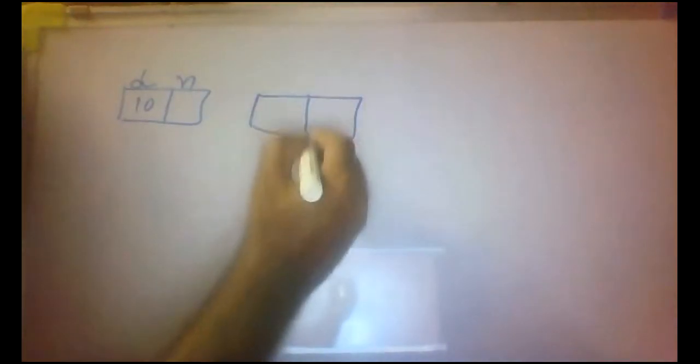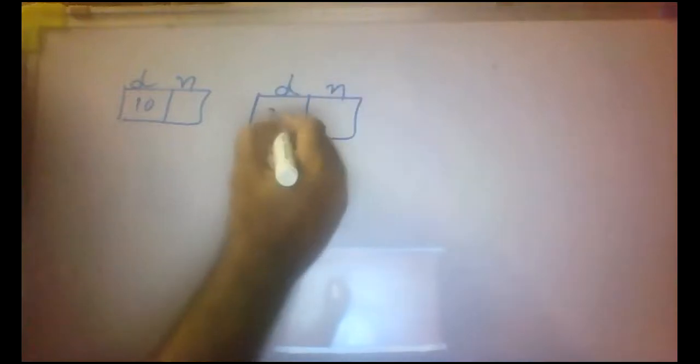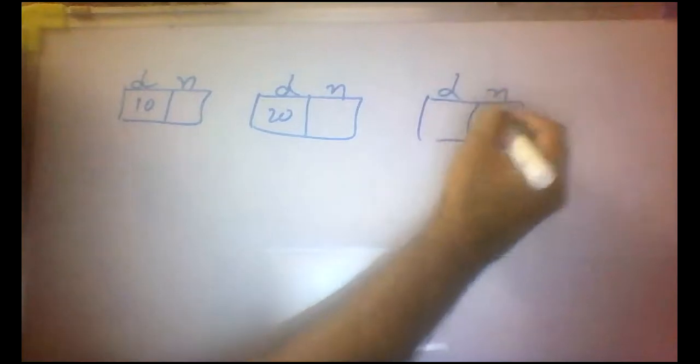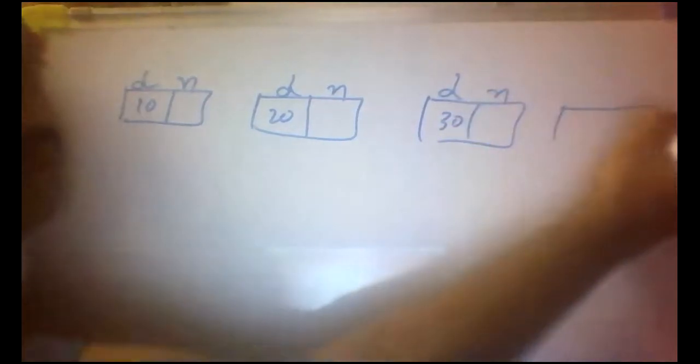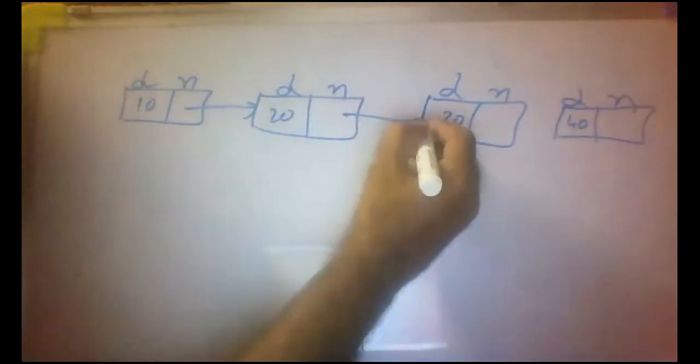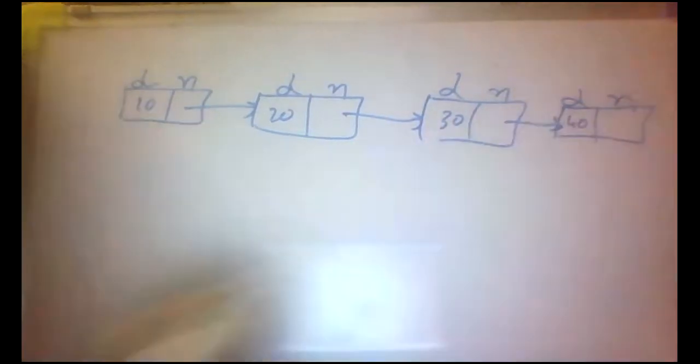Clear? Then simply your linked list. So this is the linked list. This is the data part. This is the next part. So 10. Next one is the data part. This is the next part, 20. This is the data part. This is the next part, 30. This is the data part. This is the next part, 40. Then this is the linked list.